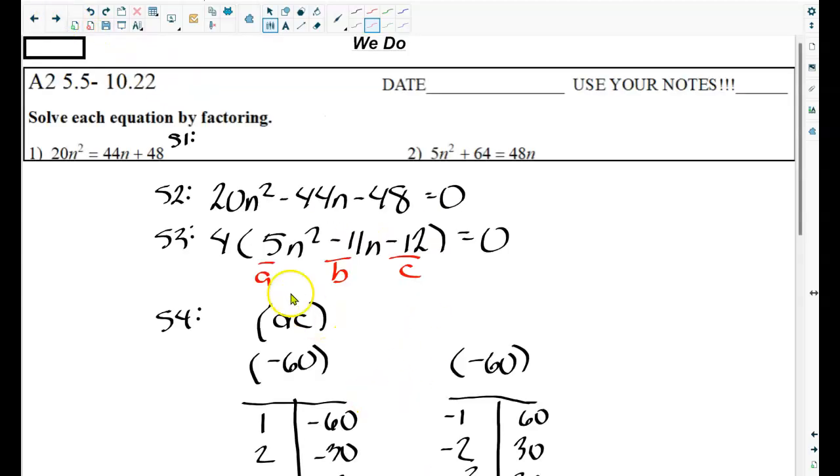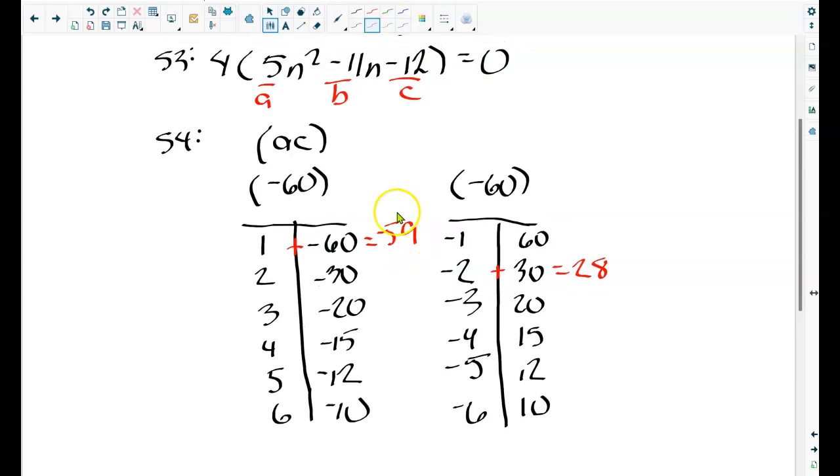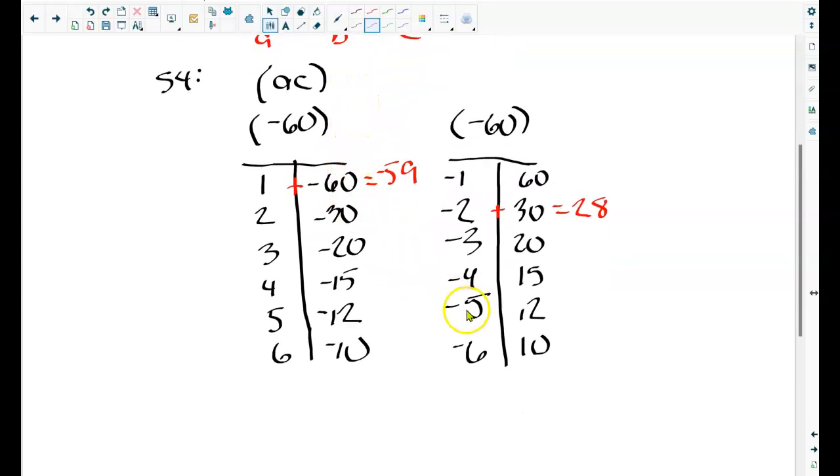You guys have done this before, so if I add these, negative 59, if I add this one, but the main thing is I need B, which is negative 11, which is going to be this one. 4 plus negative 15 equals negative 11. So this is my winner.